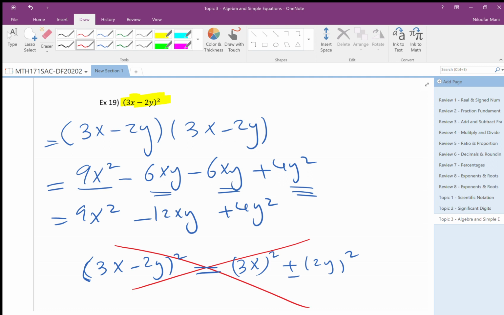That's a common mistake that I see many times, and I want to emphasize. And you will see me emphasize this many times. I see this mistake, but I don't want you to make this mistake.